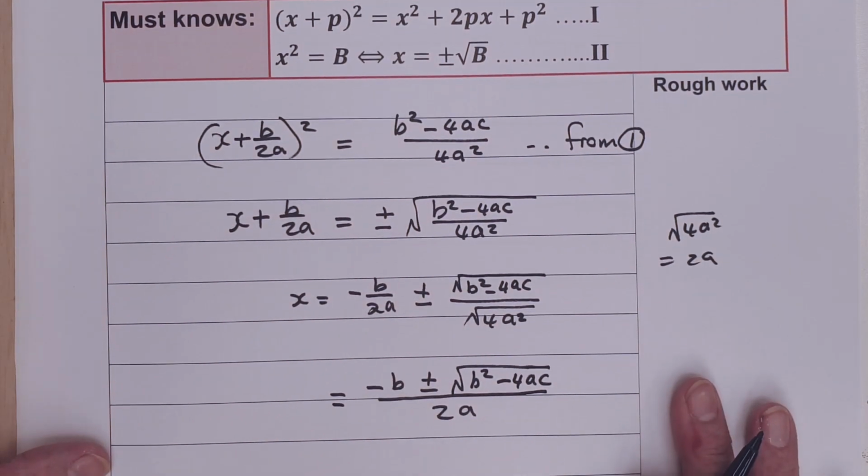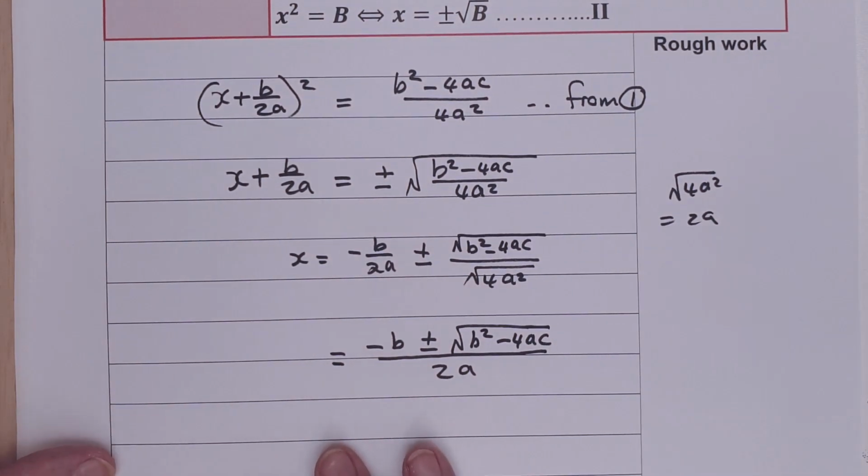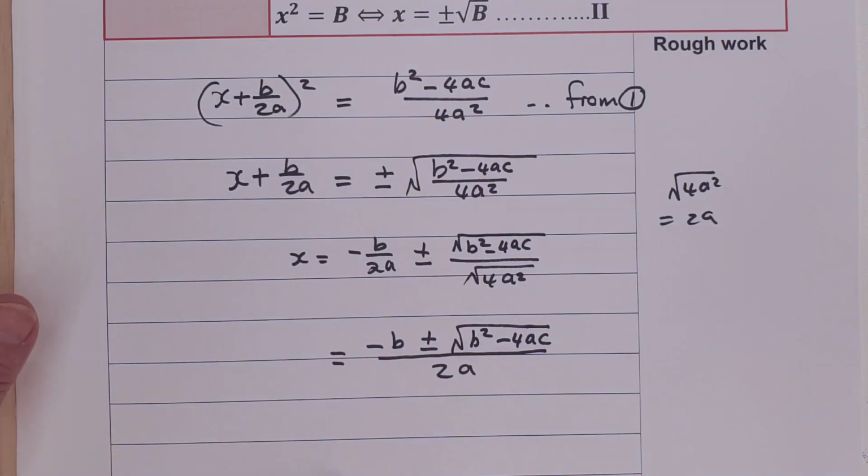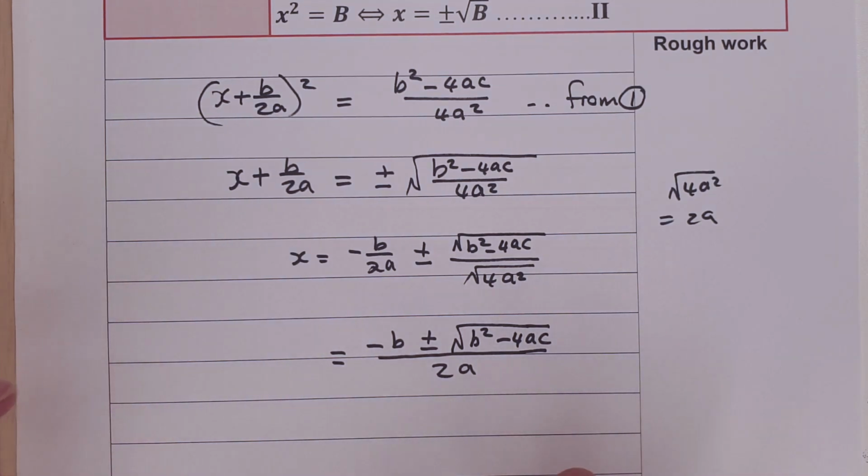This is the formula that we use to solve quadratic equations when we don't have factors, when we can't find the factors. Remember that this formula is just for when we can't do anything else, then we need the formula. Otherwise, we will do factorization.